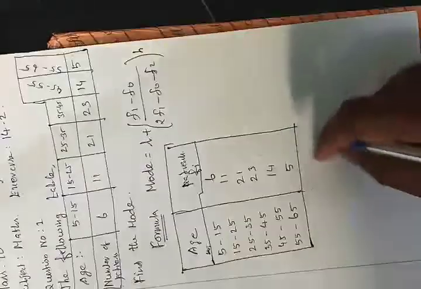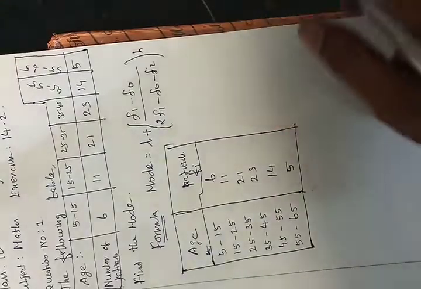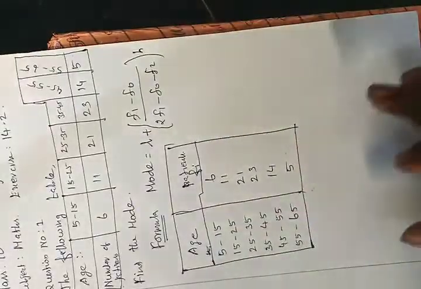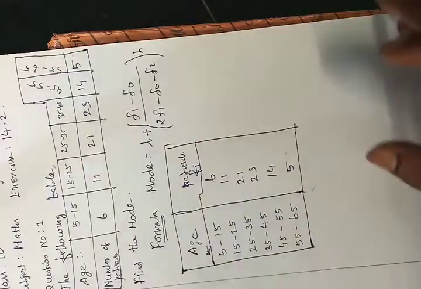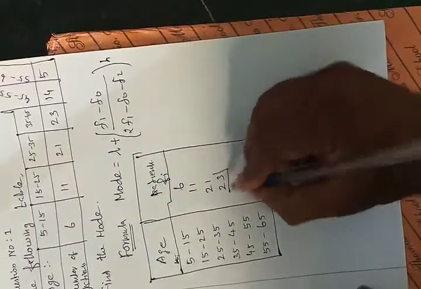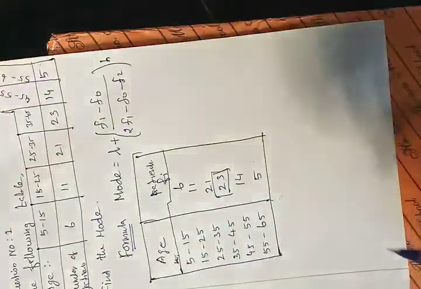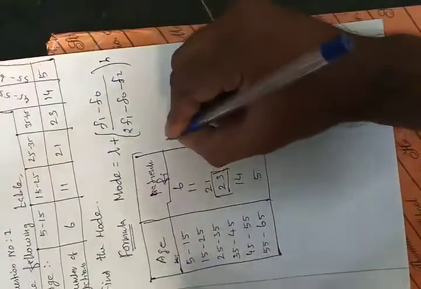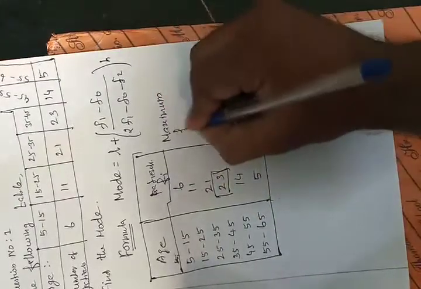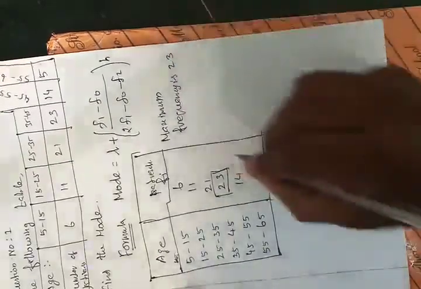From this frequency, which is the highest value? Here you see, the highest value is 23. Understand? So the maximum frequency is 23. Write this one.